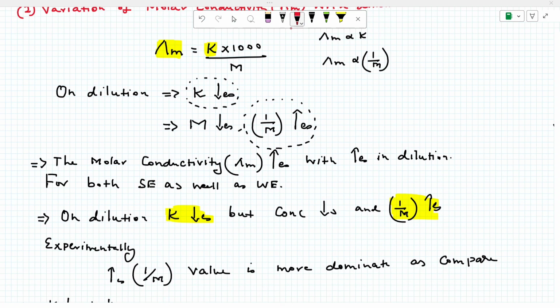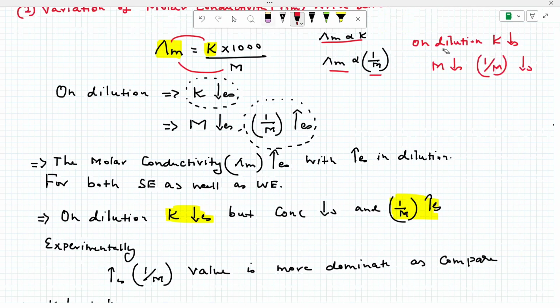Lambda m depends upon K as well as 1 by M. Yes sir, we can consider 1 by M. Lambda m depends on K as well as on 1 by M. Upon dilution, please note, K value decreases. M value also decreases. But 1 by M value increases. Yes or no? 1 by M value increases.